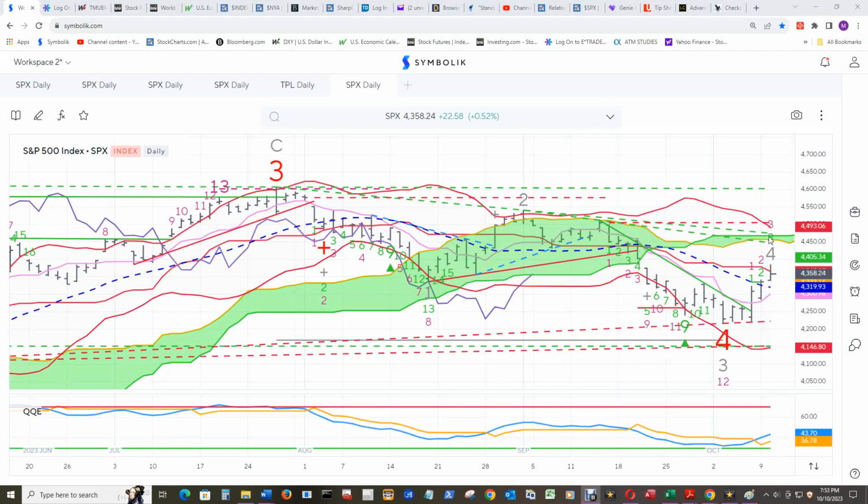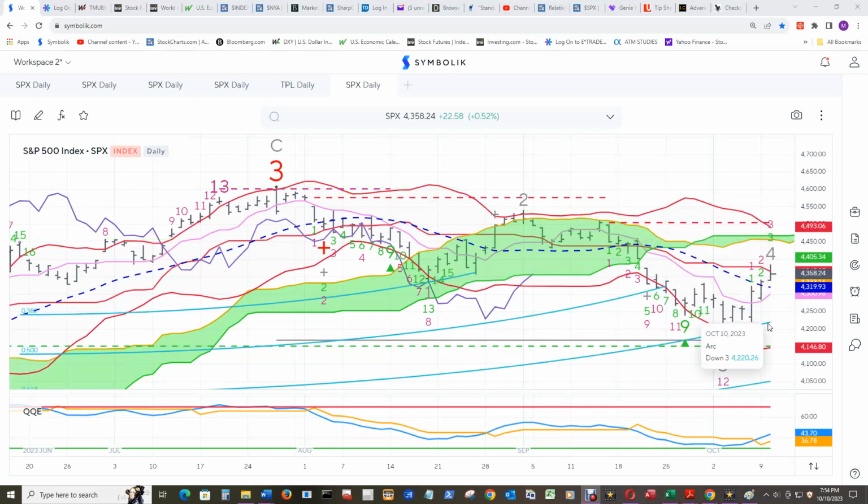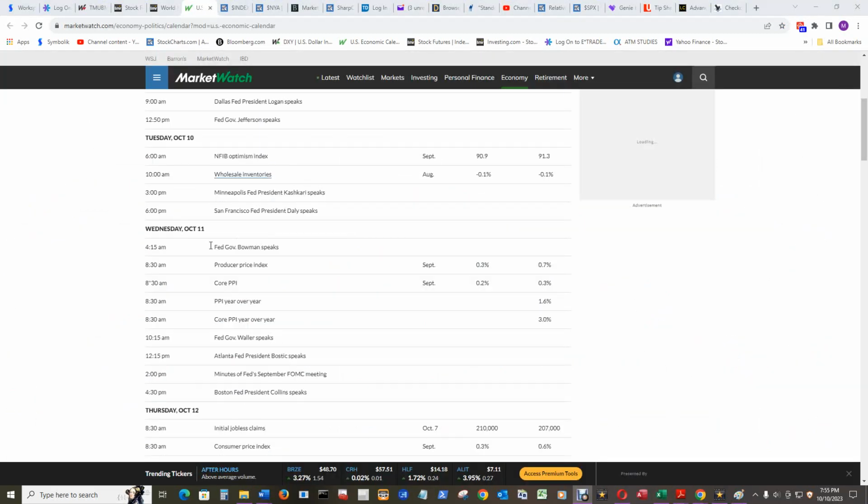44.72.02. And get past the top of the cloud, we're going after the buy TDST level at 4505.10. That's major resistance until it becomes qualified and confirmed. Or if price can just make it above it, then it becomes support. And the ARC down 3.618 is at 4220.26. Yeah, look at that.